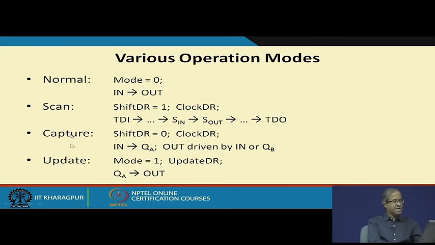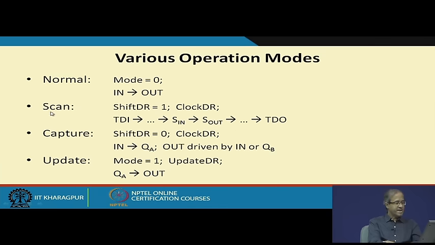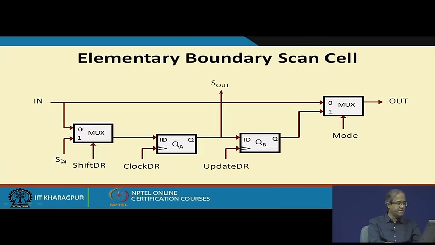Now, basically there are 4 modes of operation. Normal mode, I set mode equal to 0. So, in goes to out, just as I said mode is 0, in goes to out. Second one, I say this as a scan mode. Here shift DR is set to 1 and clock DR is activated. So, let us see, shift DR is set to 1 means S in is selected and clock DR is activated, which means S in gets stored here. So, I am creating a chain of flip flops. There are several such boundary scan cells connected one after the other, okay, one after the other they are connected.